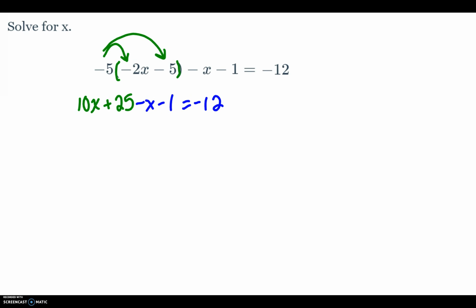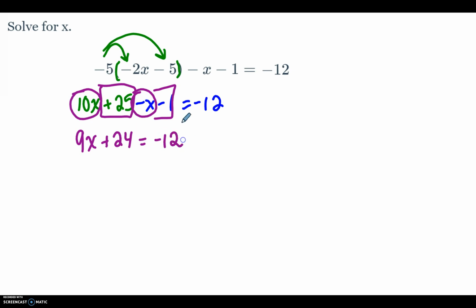From here, what you want to do is combine like terms. A bunch of you use opposite signs. You never want to use opposite signs when you're on the same side of the equal sign. When you're on the same side of the equal sign, you're just combining like terms. So 10x plus negative 1x is 9x. And then we have 25 and a negative 1. So when we take 25 and add it to negative 1, we get 24 equals negative 12.